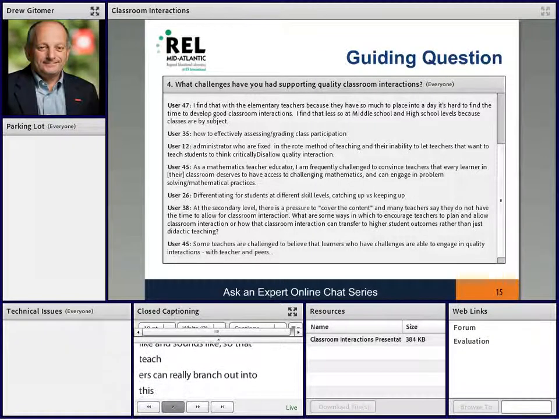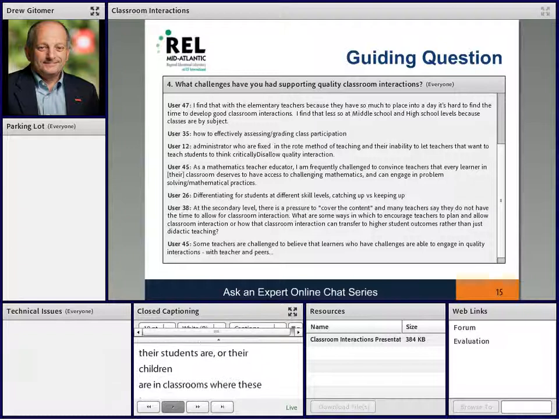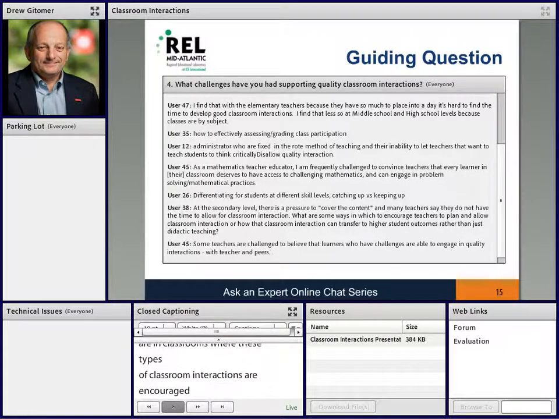instructional practice. And what have you seen in terms of that, and maybe speaking on the different roles for maybe administrators or parents when they face this new way of teaching, which isn't really that new, but when they see that their students or their children are in classrooms where these types of classroom interactions are encouraged, what's the response to that? And how do we overcome maybe some of this resistance?